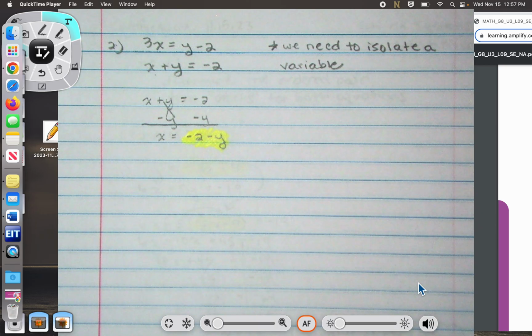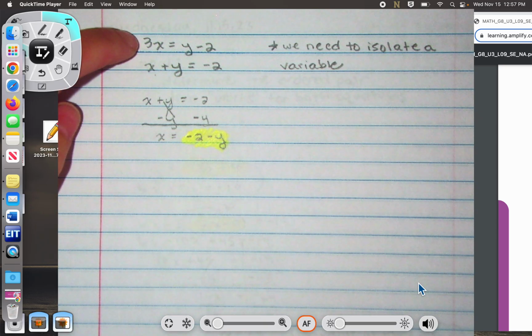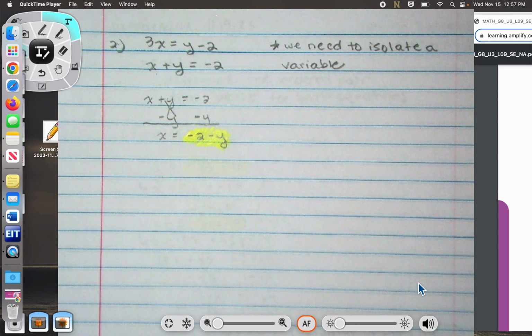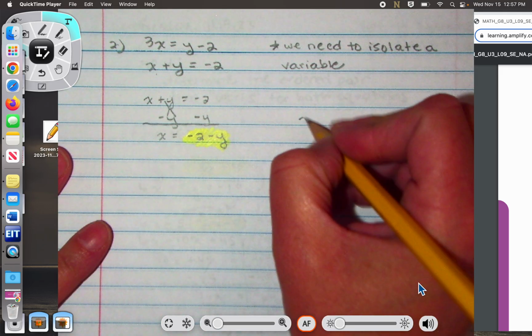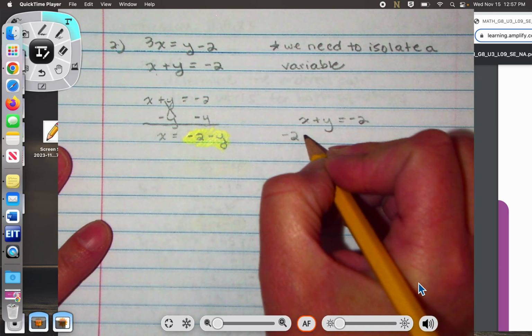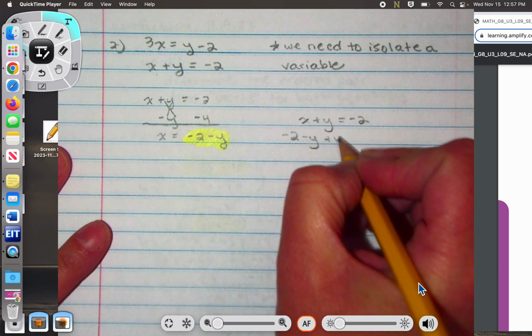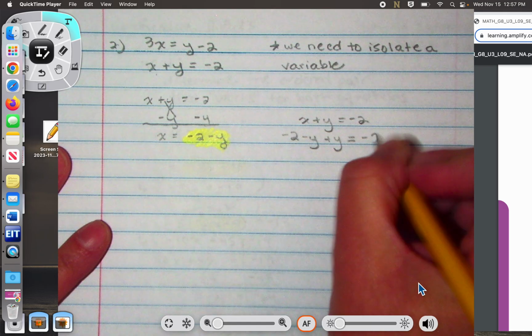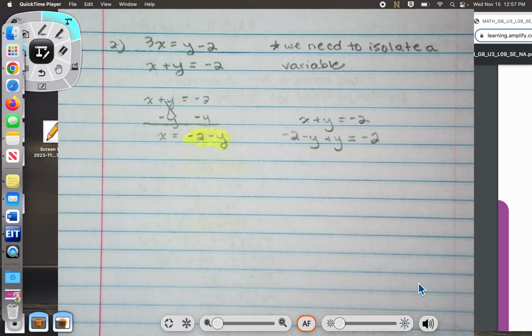So now I'm going to have to make another decision. See what I mean by choose your own adventure? Where do I want to put that -2 minus y? Do I want to put it up here in this first one, or do I want to put it down here to take the place of x? Which one would you do? Porter's saying the second one. I agree with Porter, right? So what I'm going to do is I'm going to have x plus y equals -2. I'm going to put -2 minus y plus y equals -2. Is that going to work?